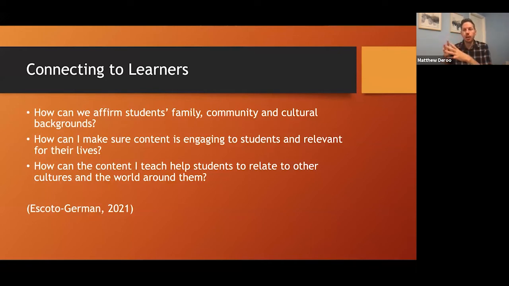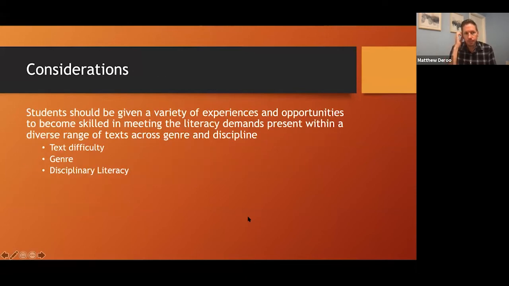So TESOL and intercultural competence, TESOL and cross-cultural competence. All of these things are important considerations for building on best practice to literacy instruction. If we ignore these things, our instruction will not be as effective. And then another thing to consider for our students is as we give them these different variety of experiences, as we give them these different opportunities, they can meet the literacy demands that are present, right?